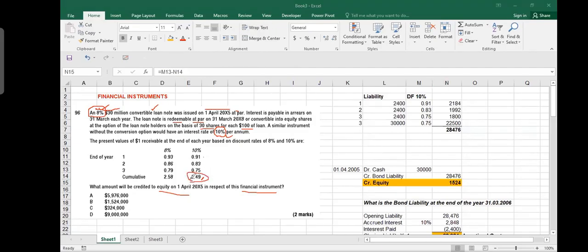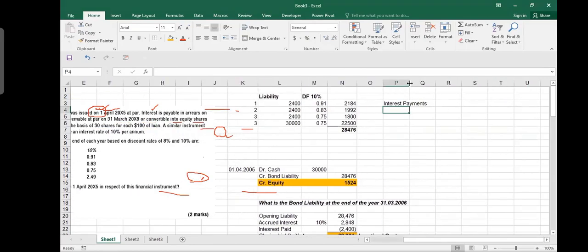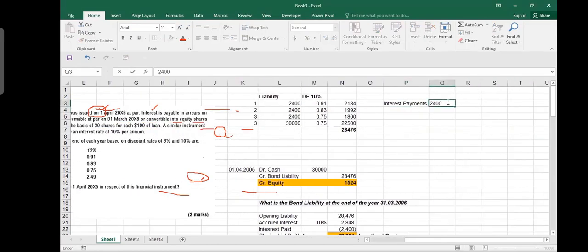Now I come back to another thing: why do we use this 2.49? Now this is called annuity. Annuity means that when you have to pay a fixed amount for a fixed period of time, you can use your annuity factor. So if I wanted to do it using this number, how would I have done that? I would say interest payments. How many interest payments will you make? You would make interest payments of 2.4 for 3 years. So the 3 years annuity factor is given as 2.49.